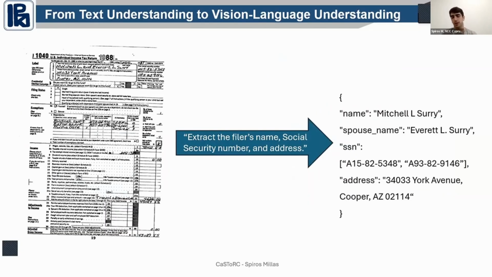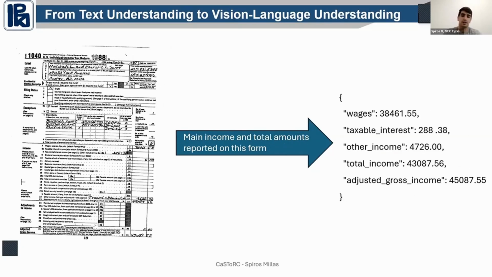For example, let's look at this tax return income form, where in this case I just used ChatGPT. I gave it this prompt and nothing else, told it to extract the filer's name, social security number, and address. I also told it which format to give it to me, and it essentially just gave me a JSON format of all the information that I asked for. And I double checked and it was all correct. Or I could ask it to just give me only the total amounts reported on this form. So it just gave me only the monetary data on this form.